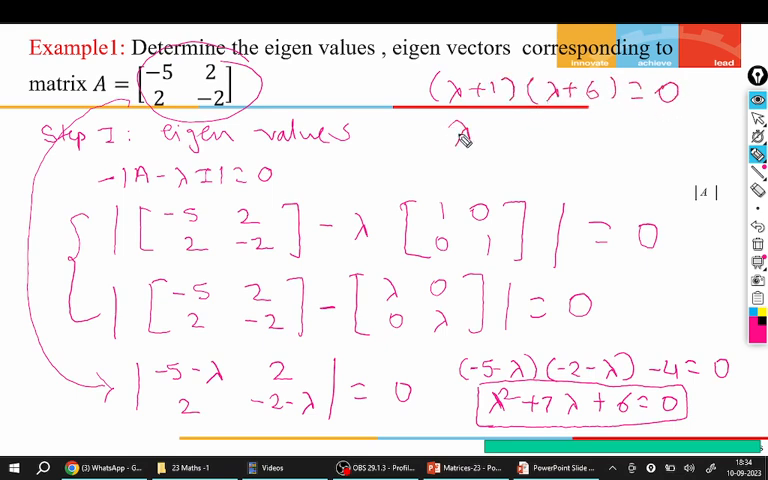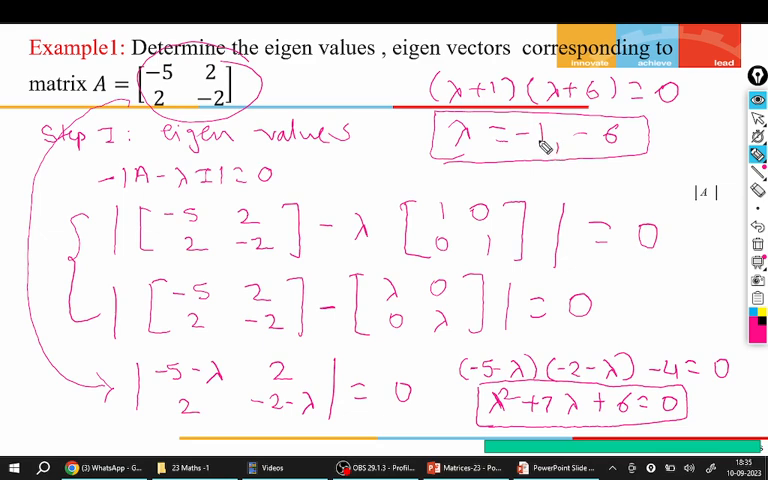So lambda becomes -1 and -6, and this is the end of the step 1. End of the step 1 means we have the eigenvalues -1 and -6 for the given matrix. Okay, -1 and -6 are the eigenvalues. Remember, there are a few properties that you will learn later on. I will show it about the eigenvalues.